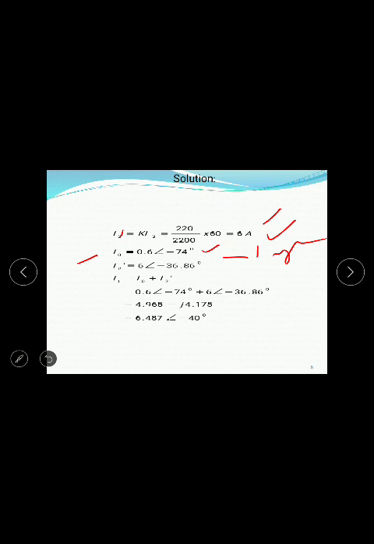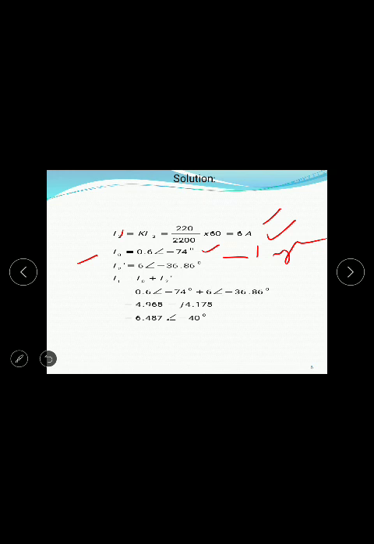So from these equations, I1 is equal to I0 plus I2 dash. That is 0.6 angle of minus 74 degrees plus 6 angle of minus 36.86 degrees. This is in polar form.